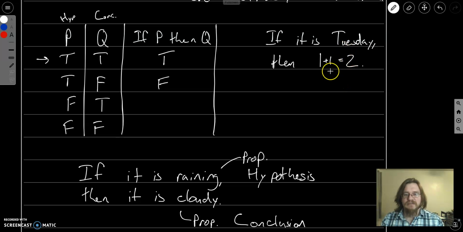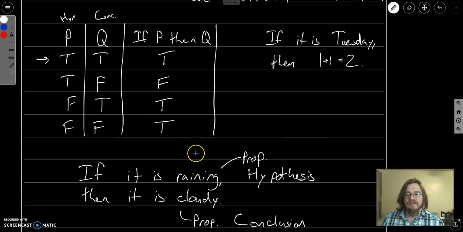Well, what about on Wednesday? Well, we come to this on Wednesday and we see that the hypothesis is false. So the question is, if the hypothesis is false, what about the whole thing? Is this a true statement? Is it a false statement? And it turns out that these are true.